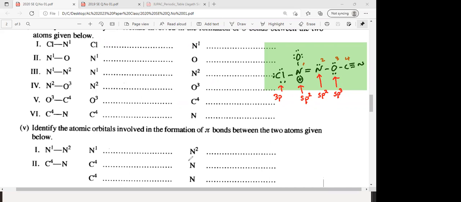Then carbon C4. It's sp, because it has only 2 sigma bonds. Now we see the nitrogen. This nitrogen will be what? It's 2p.